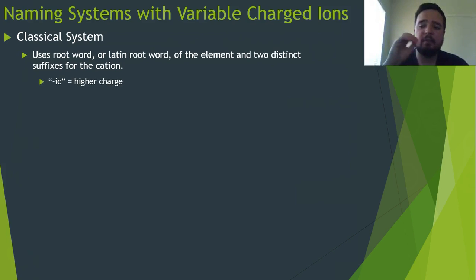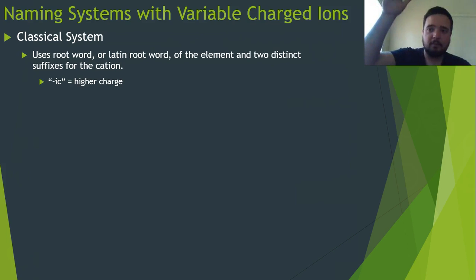So the suffixes, there's two particular suffixes. One ends in "ic," which indicates a cation or a metal ion with a higher charge. One of my colleagues, when I was in student teaching, would say that if you're a kid, your parents would always put the icky stuff, the stuff that they don't want you to have, on the higher shelf.